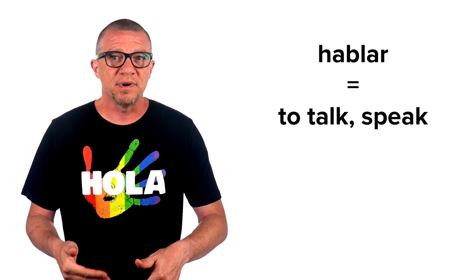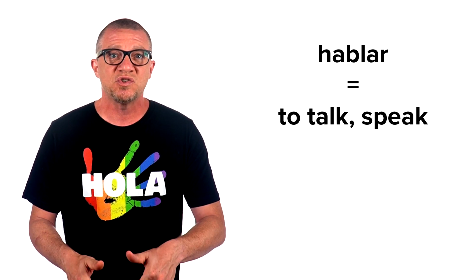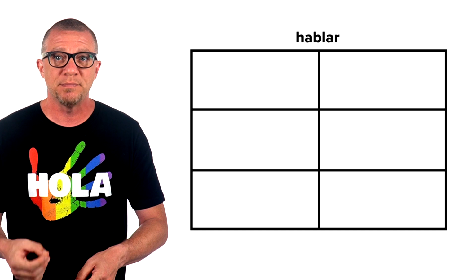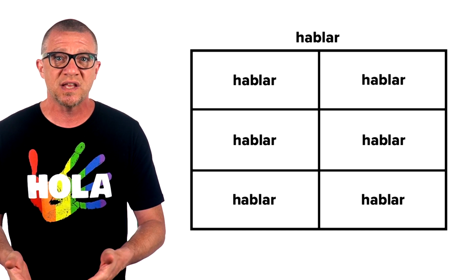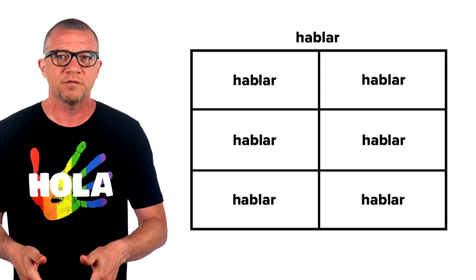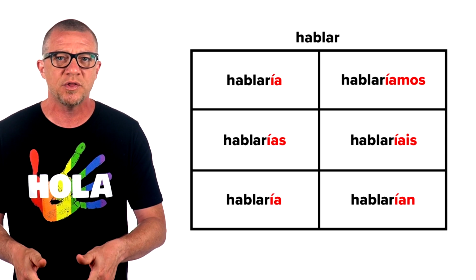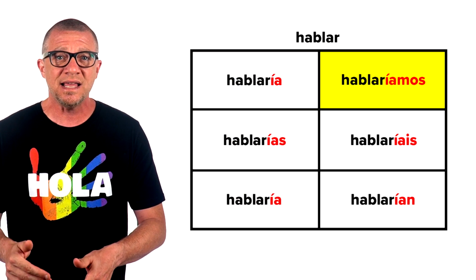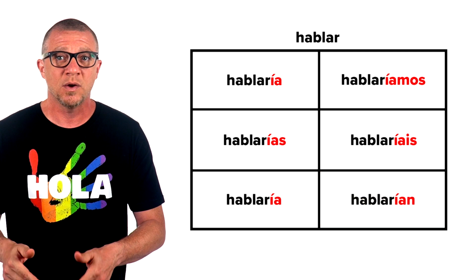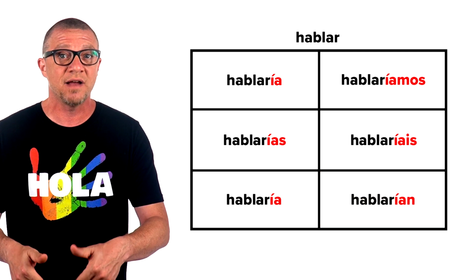We'll start with hablar, an AR verb that means to talk or to speak. We put hablar at the top of the chart and in all 6 boxes, but in the conditional tense, we don't have to remove the AR from each box, we just add the regular conditional tense endings. Ía, ías, ía, íamos, íais, ían, with an accent mark on the I in every box.